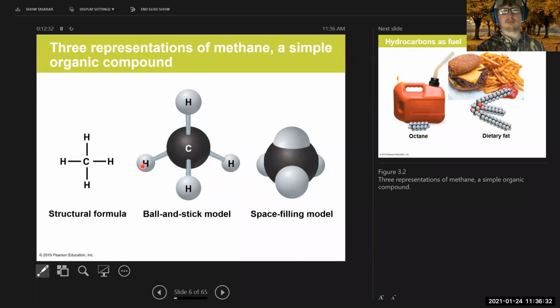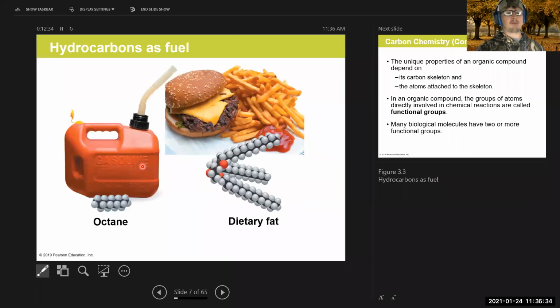And so if we look at some of the more complex molecules in terms of a space-filling model, you have octane, which is part of gasoline, which is shown here. Then you have a dietary fat, which is a triglyceride, which we'll learn about more whenever we talk about lipids. And so that dietary fat here is a much more complex structure than, say, what we see with methane.